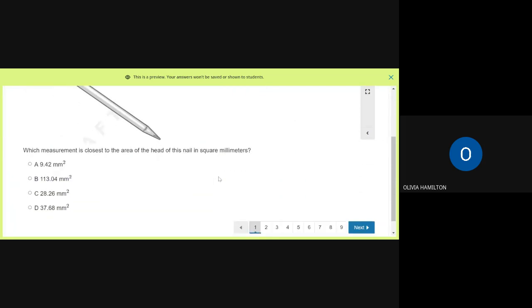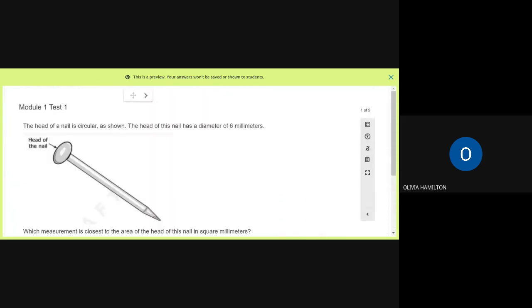So the first thing we have is this. Once again, if you need a little help reading, the head of a nail is circular, as shown. The head of this nail has a diameter of 6 millimeters. Now, all students have that, but if you don't need it, please don't use it.